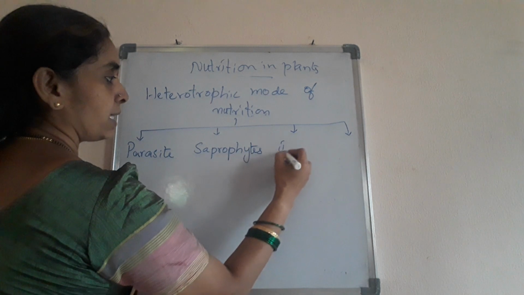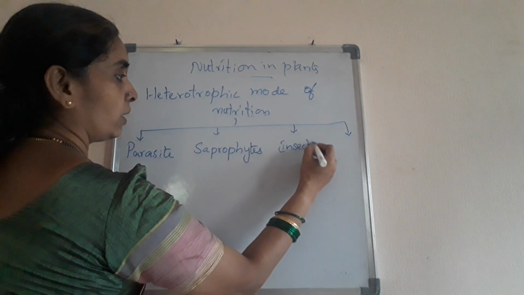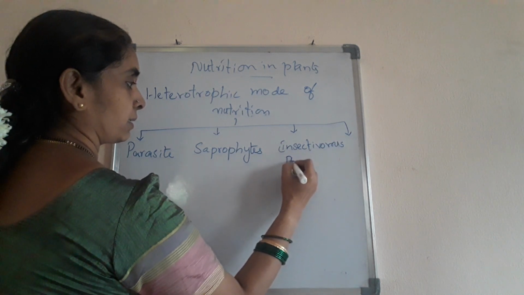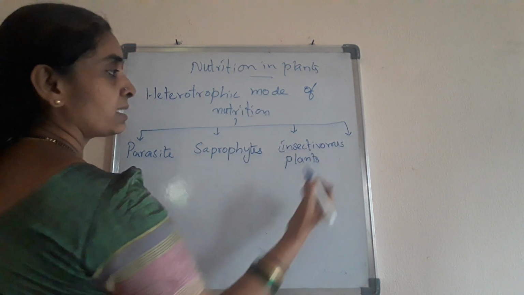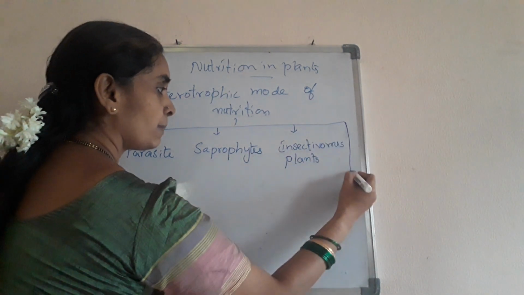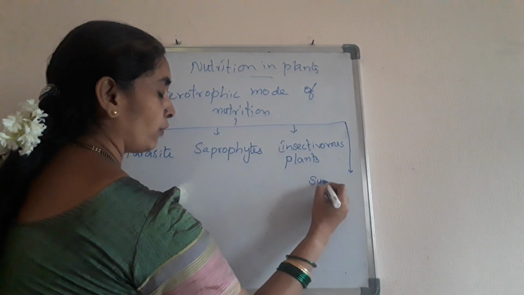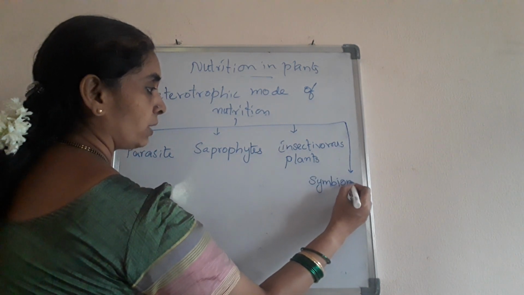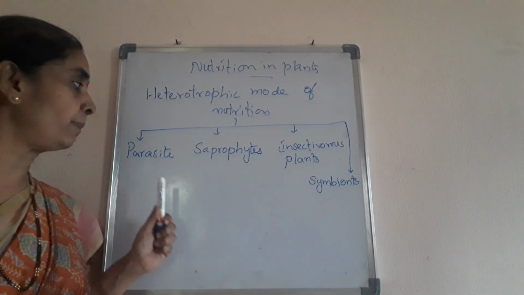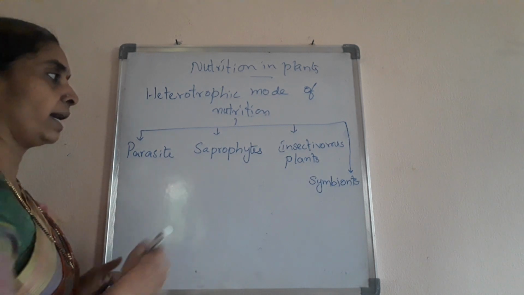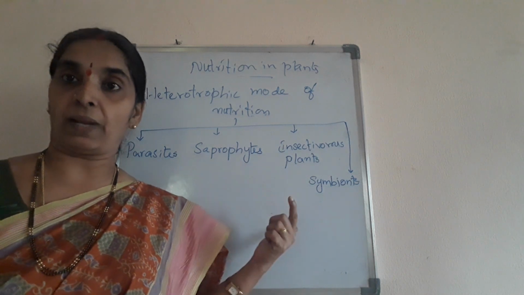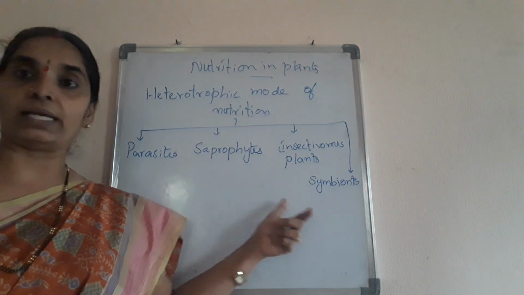And the third one is insectivorous plants, which depend on insects for their food. And the fourth one mainly being symbionts. They follow symbiotic mode of nutrition. Here, the heterotrophic mode of nutrition is performed by parasites, saprophytes, insectivorous plants and symbionts. What are these plants? Now we'll know about each one of them in detail.